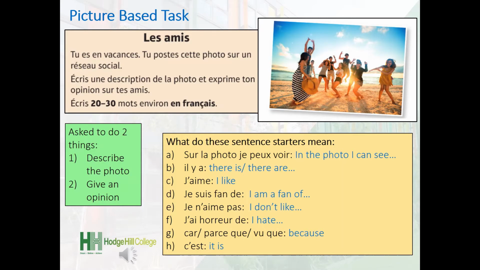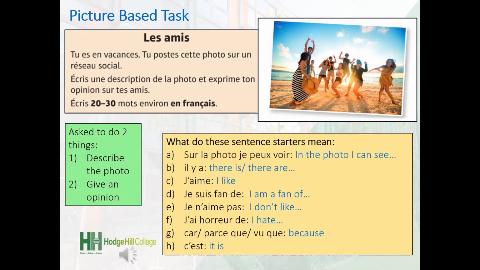The picture-based task is asking you to write 20 to 30 words, and you're asked to do 2 things: 1, describe the photo that you were provided with, and 2, give an opinion. Therefore, you only need to write in the present tense. As you can see on the slide, I've given you some really important phrases that will enable you to answer and make a really good paragraph of around 20 to 30 words, no matter what the picture is.